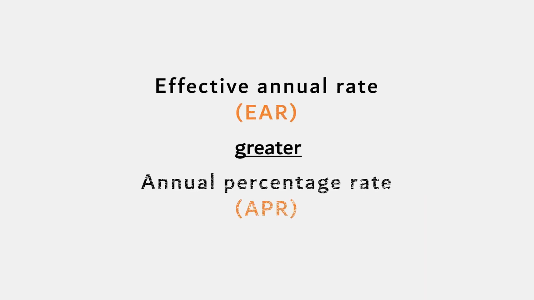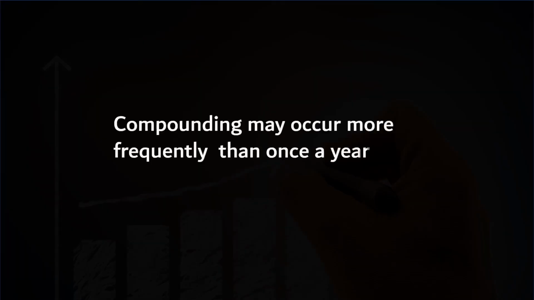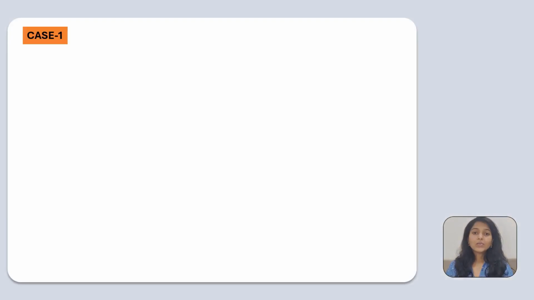Understanding why effective annual rate is greater than the annual percentage rate. Many a times, compounding occurs more frequently than once a year. For example, suppose you want to invest 1000 at 10%. Your investments would be worth 1100 at the end of 1 year.